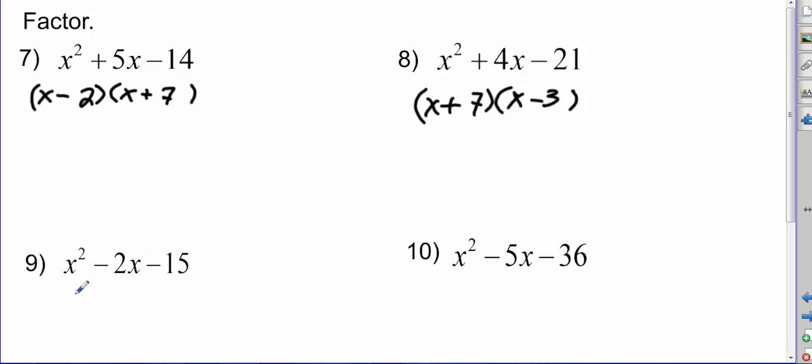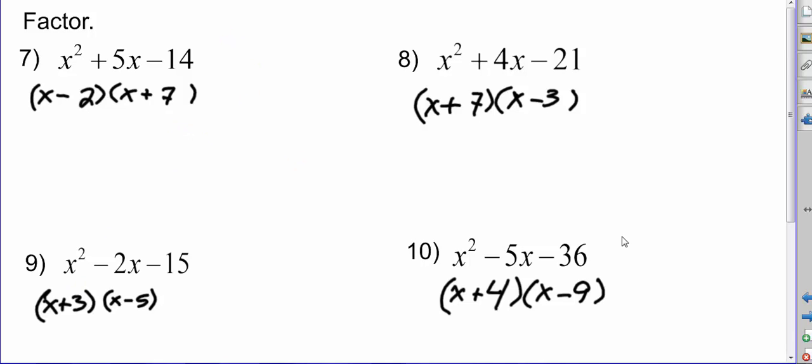Why don't you guys do this? Why don't you pause the video, try number 9 and number 10 on your own. I bet you can handle them.